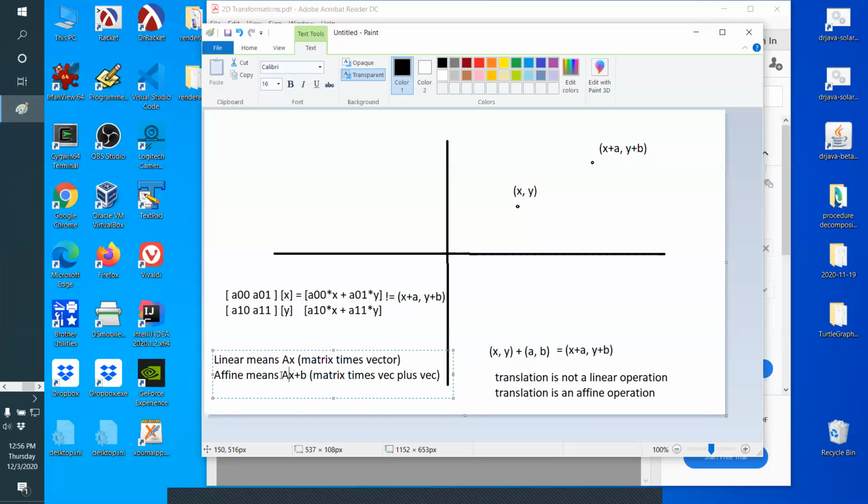So translation is affine. This is the identity matrix, and you're just adding on the translation vector. That's what we have over here. You have an identity matrix here, and you're just adding on what we would call the translation vector. So B is the translation vector. So Ax plus B is affine.